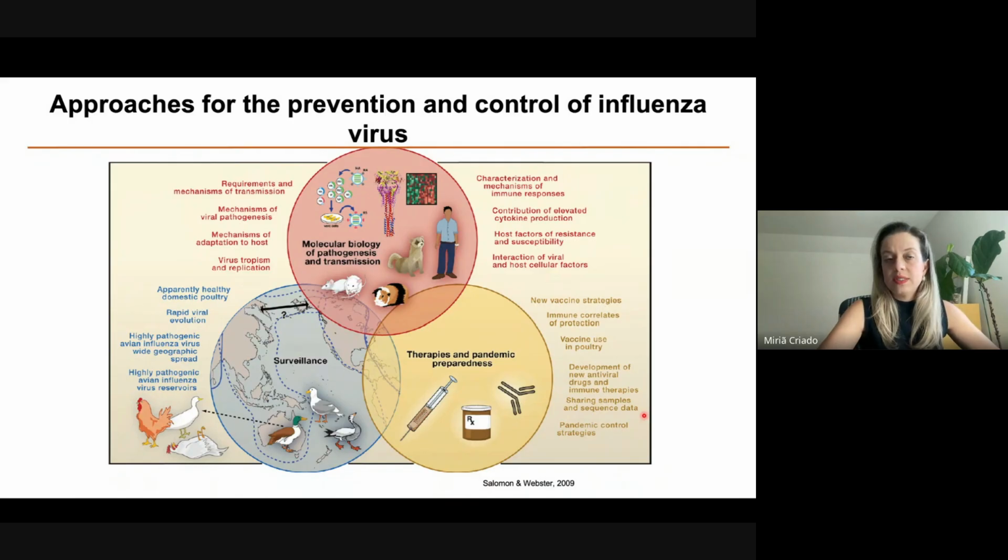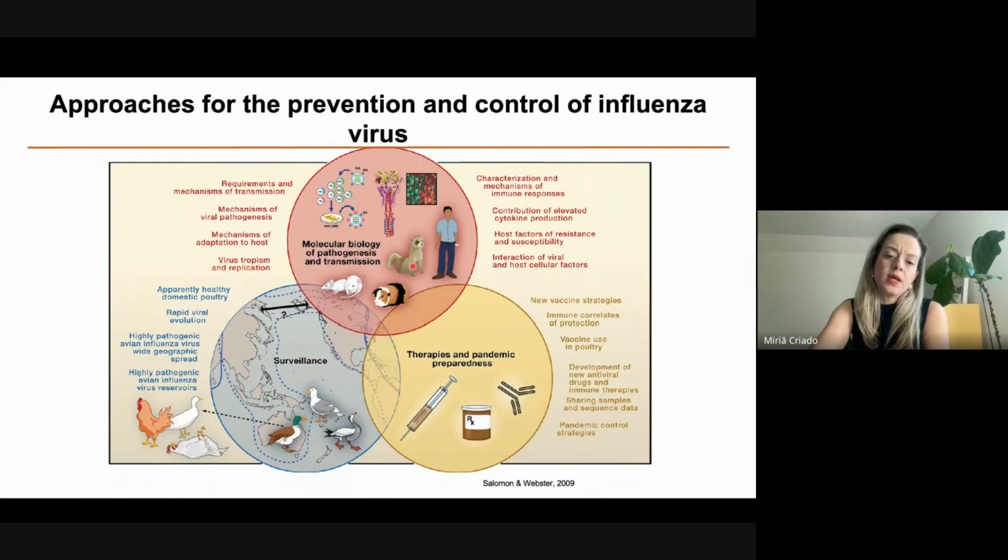The approach for flu continues to be the same, although a lot of this has been evolving and we have been learning a lot of things. Basically, the main way to control the virus is through surveillance, having an idea of what is really circulating and how it has been evolving, doing pathogenesis and molecular studies to understand how this virus can be transmitted, and also improving or developing new therapies or vaccines for pandemic preparedness and to try to control the disease.